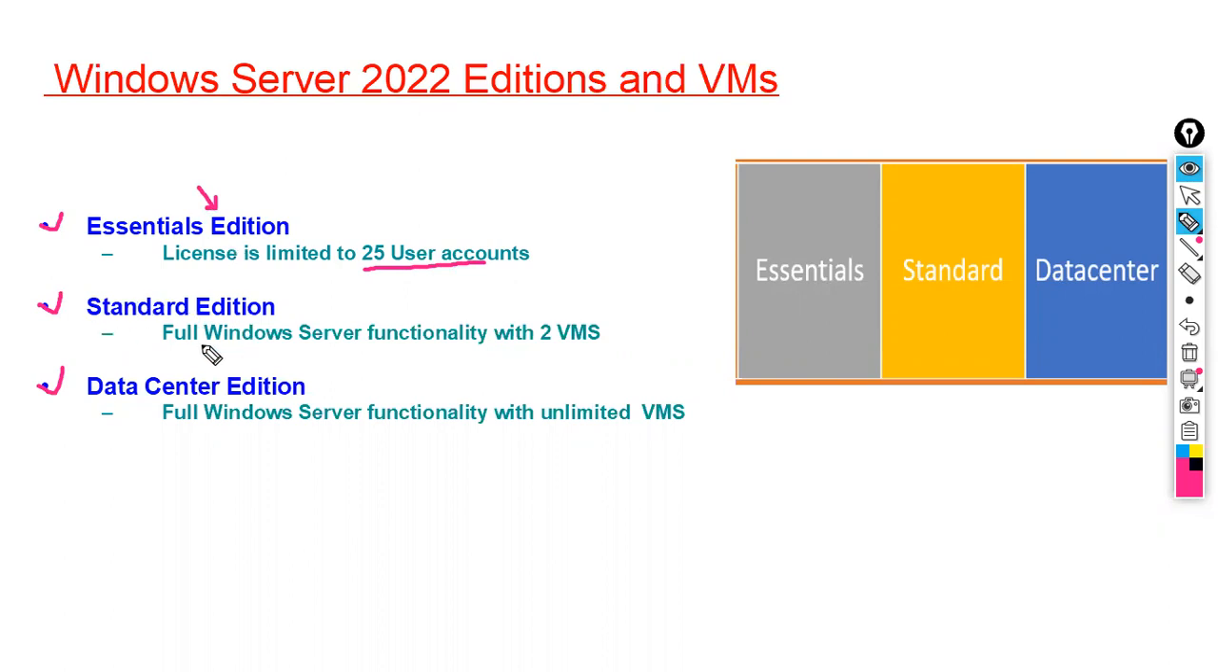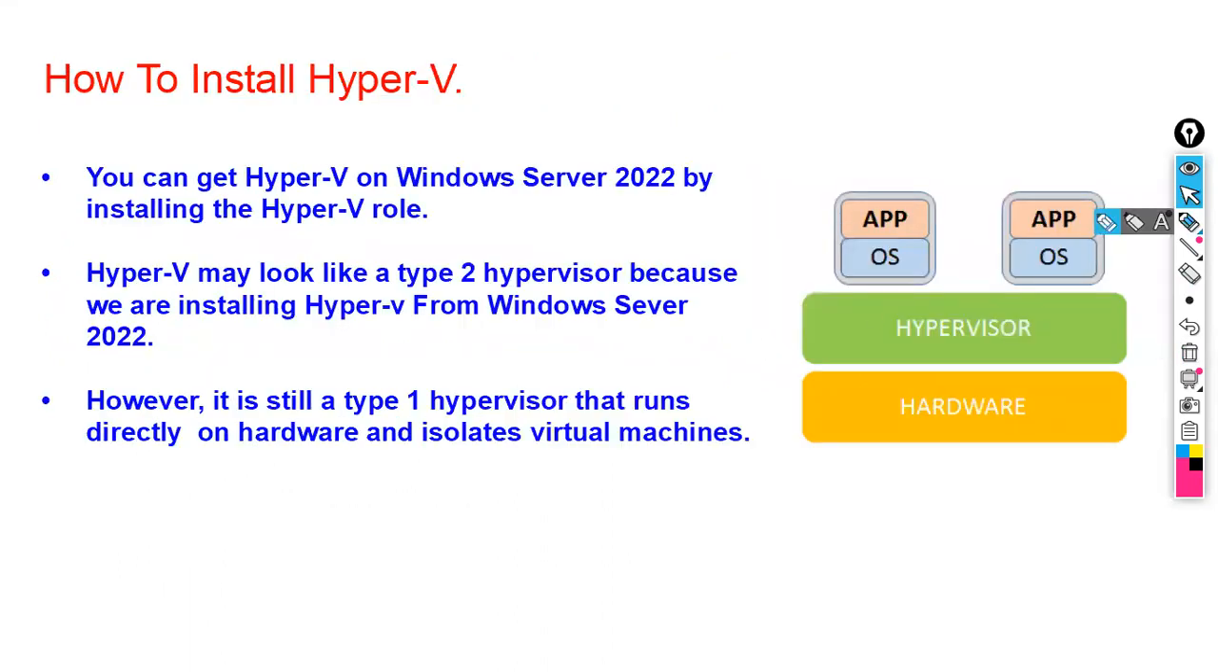With the Standard Edition, you will get the full functionality and you can create only two virtual machines. If your organization requires only two virtual machines, then you can go with Standard Edition. With Data Center Edition, you get Windows Server full functionality with unlimited virtual machines. We have already installed Data Center Edition, so we can create unlimited virtual machines.